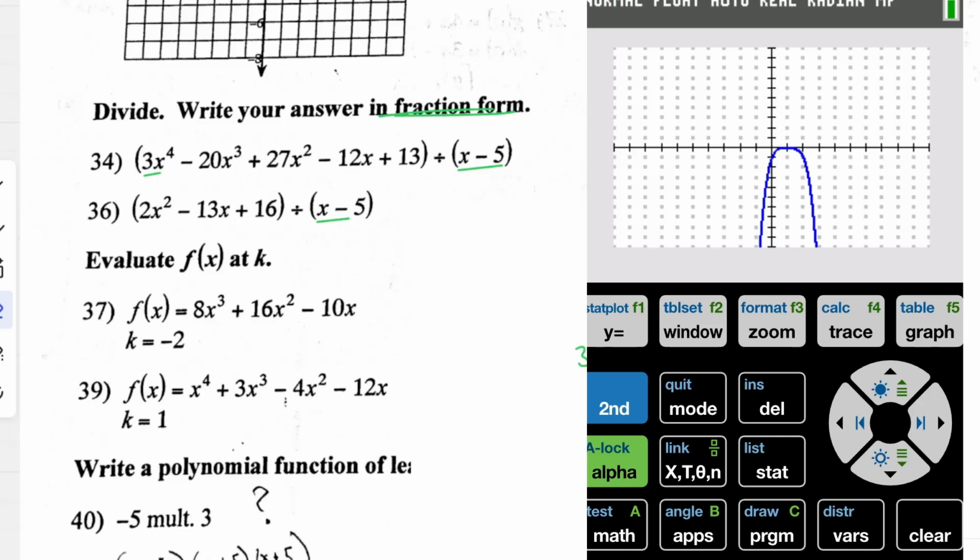So 37, I guess, yeah, you can just plug in negative 2. But the other option is to use synthetic again. It's probably easier just to plug in the 2, but this is the second option. Bring down, multiply, add, multiply. And so the answer should come out to be -10 if we plug in -2. That's the remainder theorem. Don't know if you guys did that. Well, let's just do it the old-fashioned way.